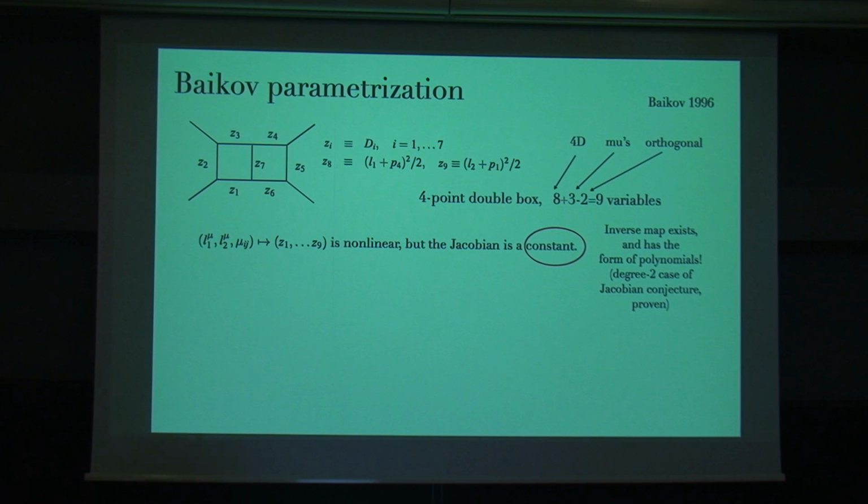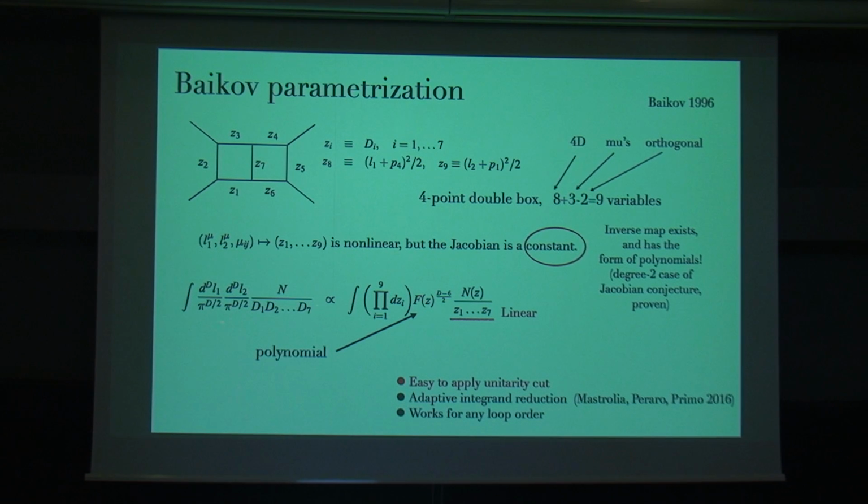Then in the fancy language, if you have some kind of polynomial map such that the Jacobian is a constant, and especially if the degree is at most 2, it's actually the simplest case of the so-called Jacobian conjecture. The Jacobian conjecture itself is an open question, but the degree 2 case is already proven. So by the Jacobian conjecture, the inverse map exists, and the inverse map is also a polynomial map. So it's a solid parameterization. You can change everything to the Z variables.